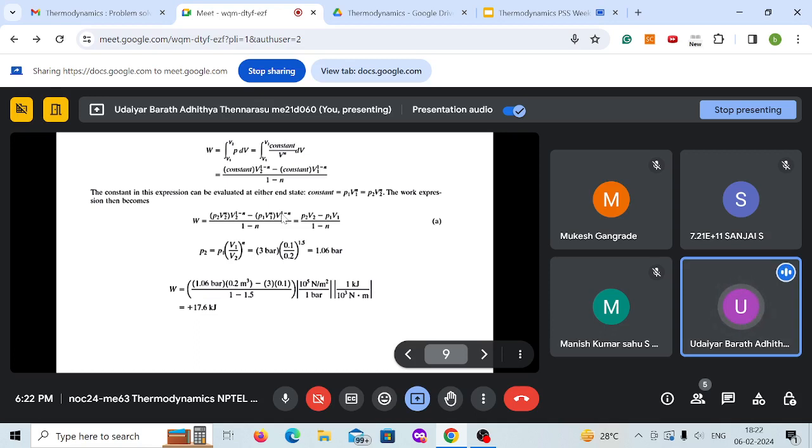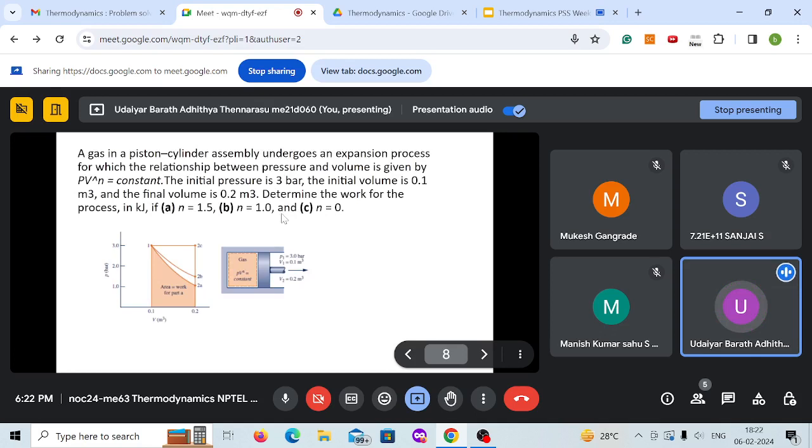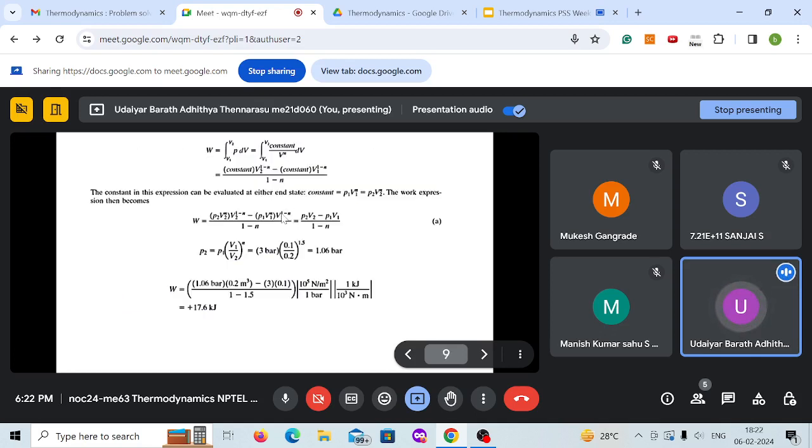Now to find the constant, we know the relation P1 V1^n equals constant. So we can substitute P1 V1^n in place of the constant. We know the initial pressure is 3 bar, the initial volume is 0.1, and the final volume is 0.2. With n as 1.5, we know all the values. We can substitute and find how much work is being done. It will come out to be 17.6 kilojoule.